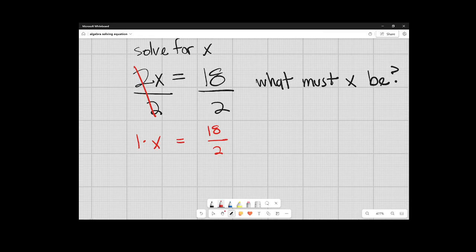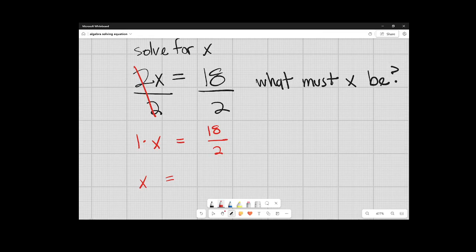And then anything times 1, we can just drop the 1, because anything times 1 is just itself. That's another identity that we learned. Any number times 1 is itself. And what's 18 divided by 2?